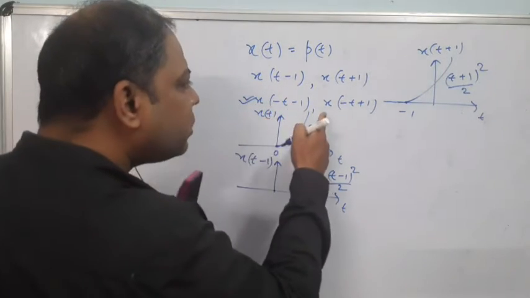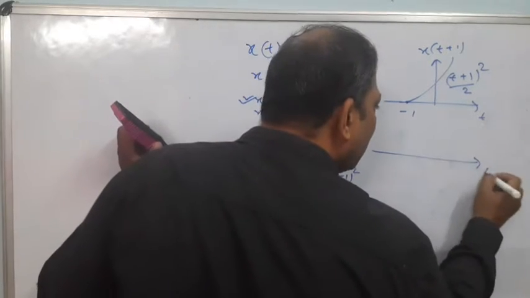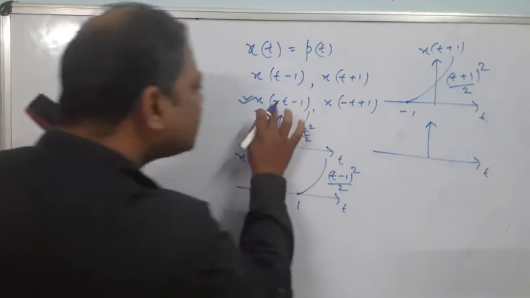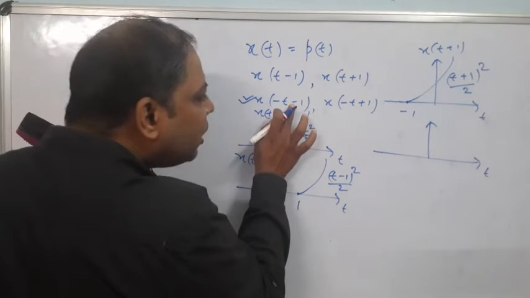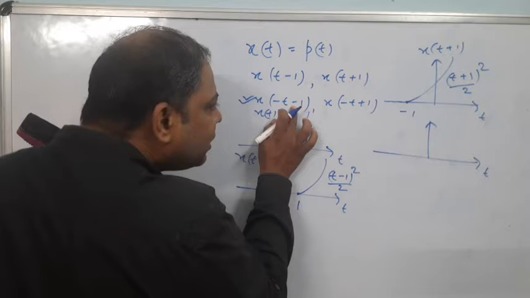Next, let us discuss these two things: x of minus t minus 1, x of minus t plus 1. See here, I have told how to sketch x of minus t minus 1. Here, folded signal, x of minus t is there, then minus sign. Try to understand the trick.